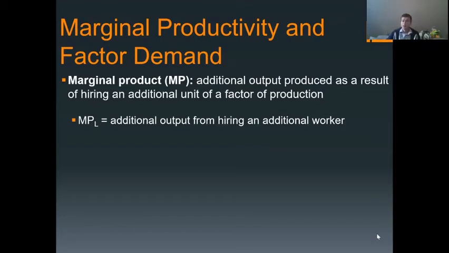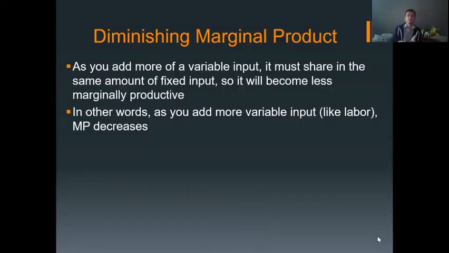Normally they will still let you know what it means off the bat before just jumping into the MP sub whatever letter they want to use. Now there is one important thing to remember when we're talking about demand for labor, and it's the idea of diminishing marginal product. This is the idea that as you add more of a variable input, that variable input has to share the same amount of fixed input. That's because you can't change fixed input in the short run. So since you can't change fixed input in the short run, that variable input has to share the same amount of fixed input that was already there. So each new worker you have is going to be marginally less productive.